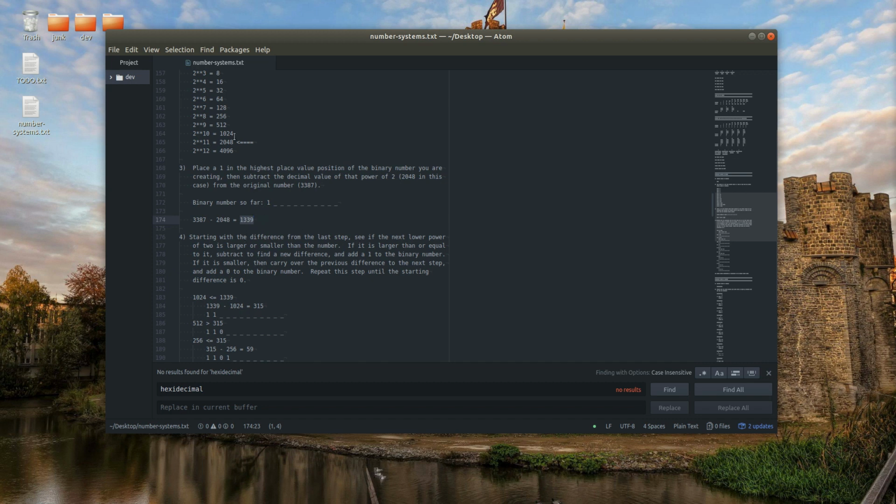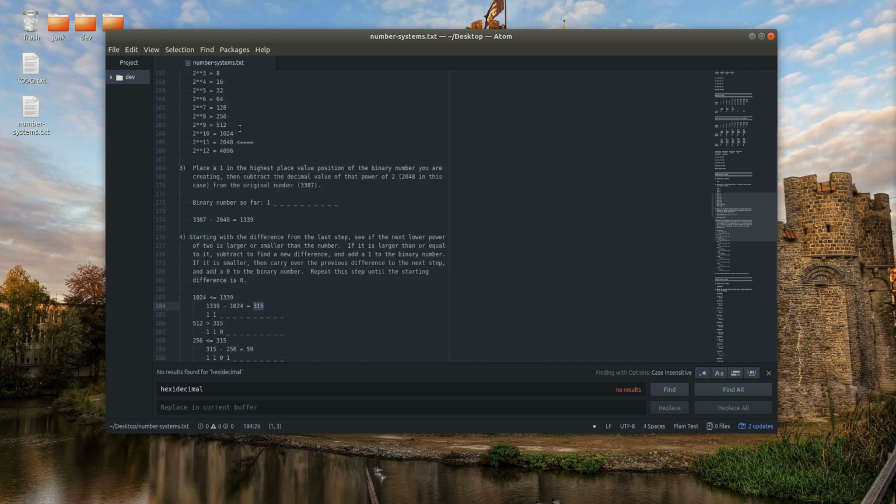Okay, so you start with this difference and you basically do the same thing over and over. You find the next power of 2 that is smaller than this number, and in that position you add a 1 and then subtract. Okay, so we'll just iterate through the powers of 2. So 2 to the 10th power is 1024. 1024 is less than or equal to our number. Okay, so that means we put a 1 in our binary number and subtract, and this is what we're left with.